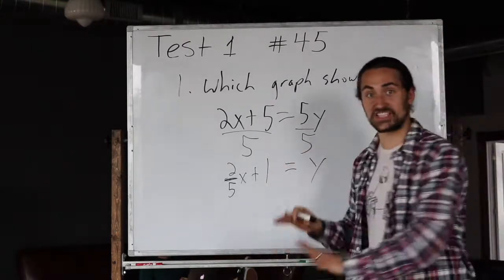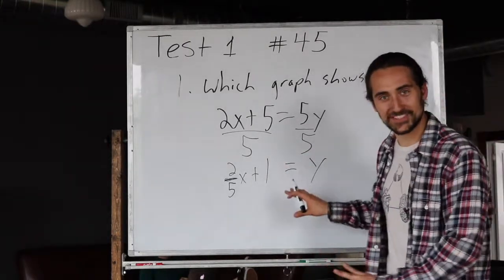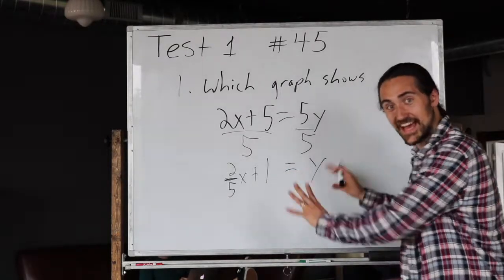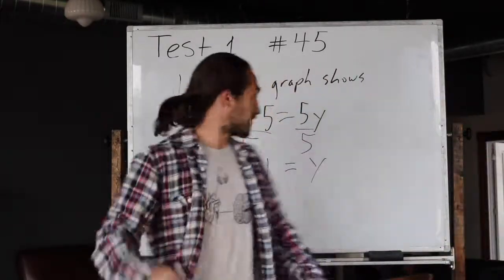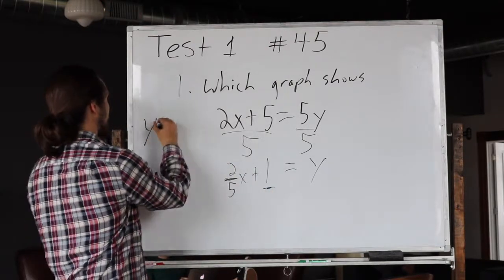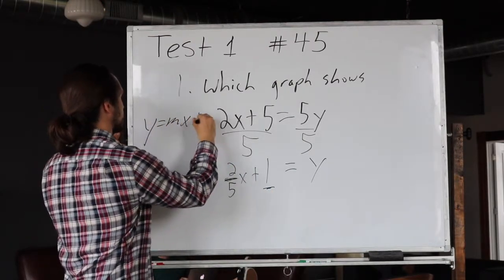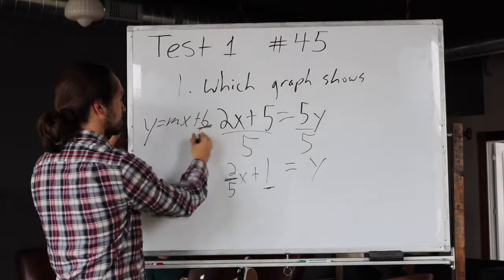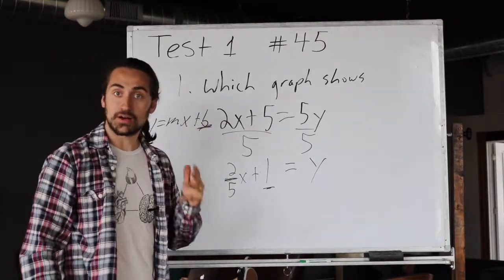So now we have this equation. Now, does that look familiar? That looks better, doesn't it? Once we have this, now we can solve this question. So we know that our 1 here, from y equals mx plus b, is our y-intercept.